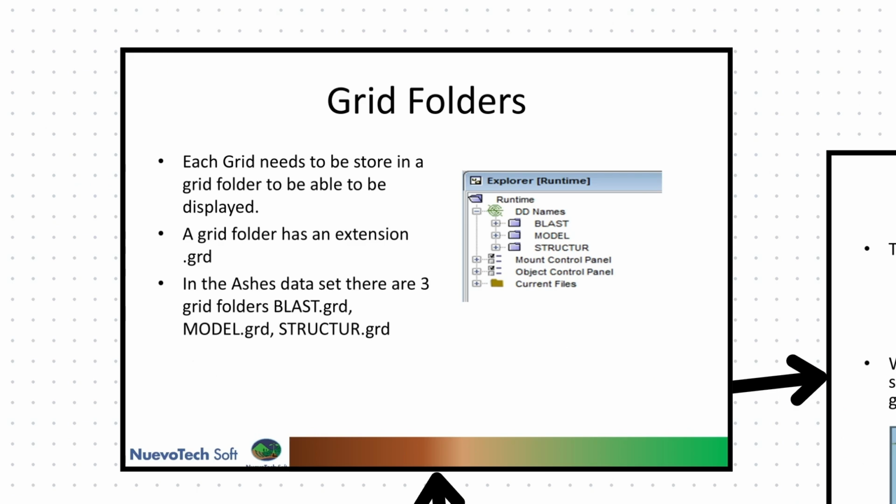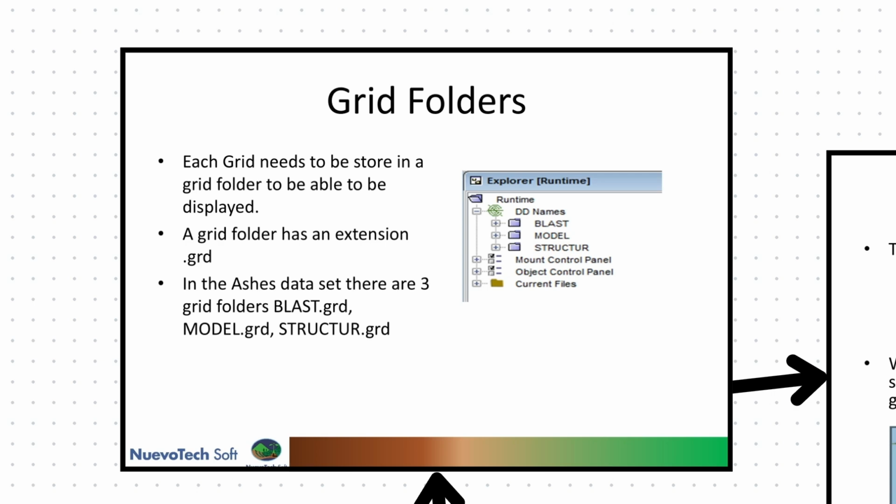A grid needs to be in the grid folder .grt to be used in the Minex. Think of the folder as the collection of the grids from one project or dataset. For example, on the slide mentioned in the ashes dataset, there are folders like blast.grid, model.grid, and structure.grid. Each of these grid folders contains multiple grid files, maybe the floor, roofs, and the qualities.